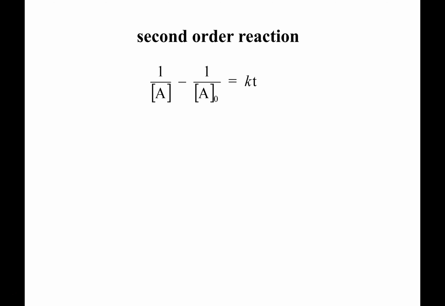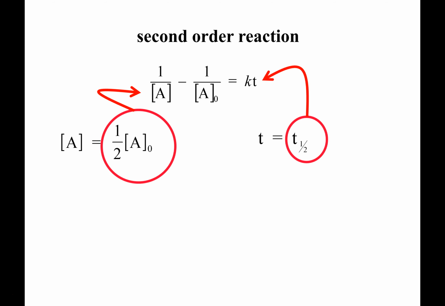So we know to get a half-life equation, we need to do some substitutions. For the A, we're going to substitute 1/2 A0, and then by definition, our time will be T 1/2. So what does that look like? It looks like this. Now we have 1/(1/2 A0) minus 1/A0 is equal to kT 1/2.